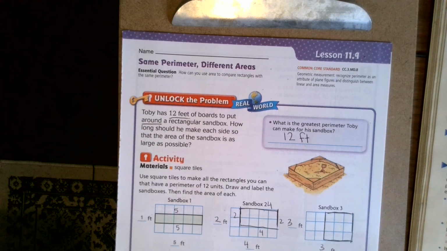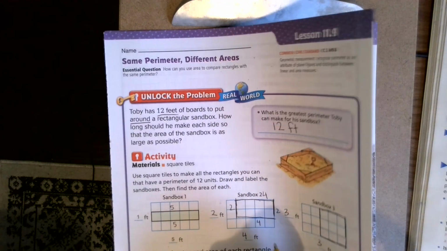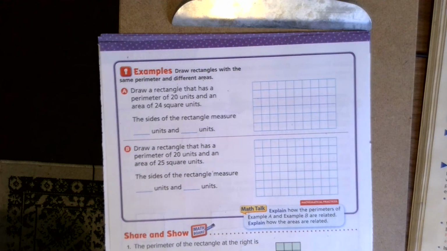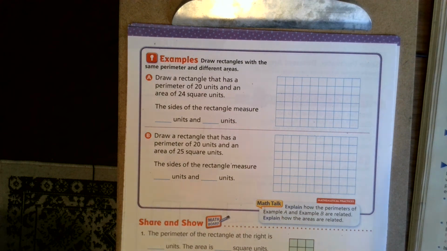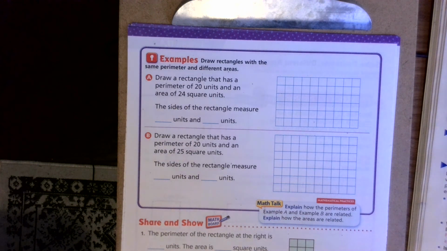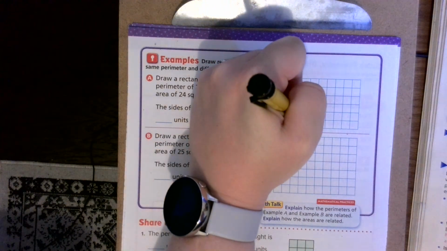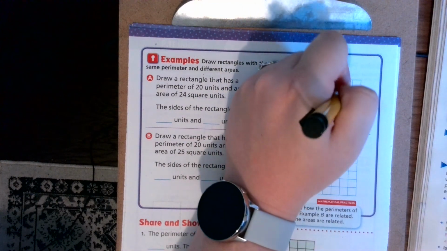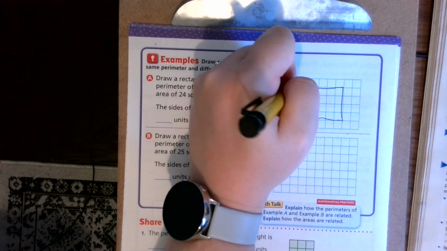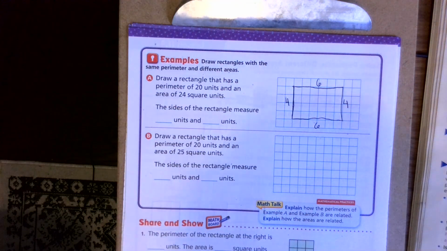Let's try another one. It says draw rectangles with the same perimeter and different areas. A, draw a rectangle that has a perimeter of 20 units and an area of 24 square units. So here's my rectangle. It's 4 on the sides and 6 on the top.